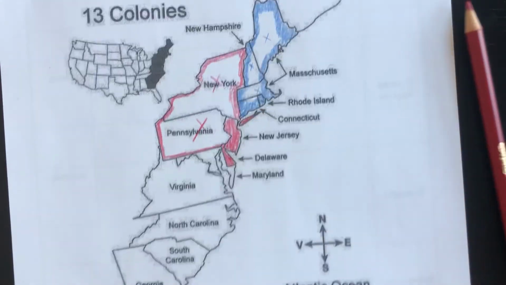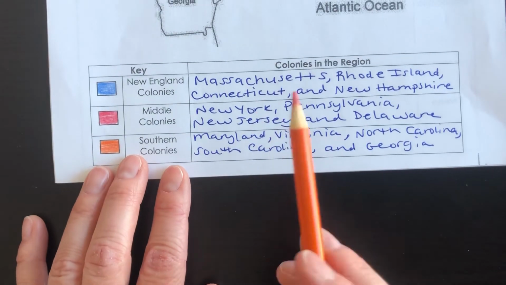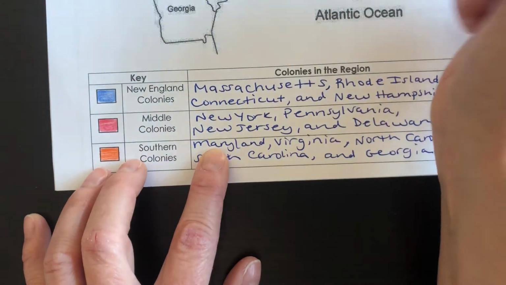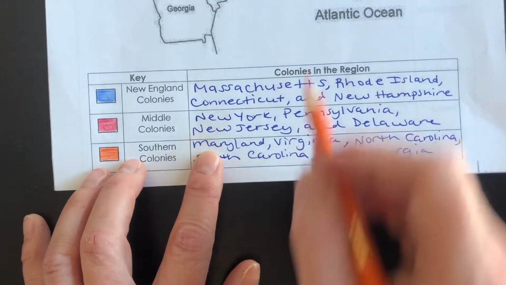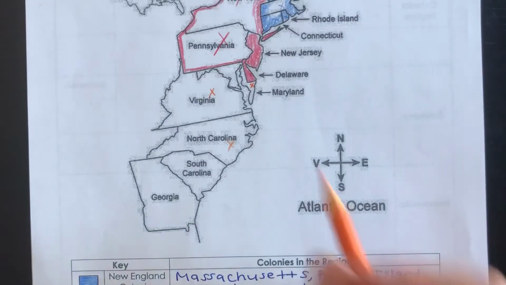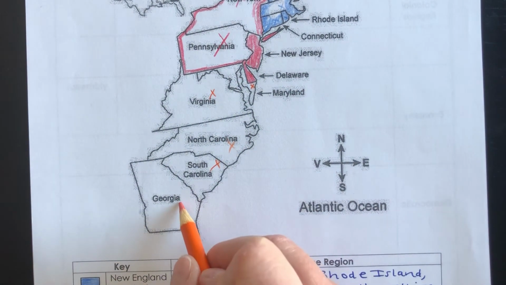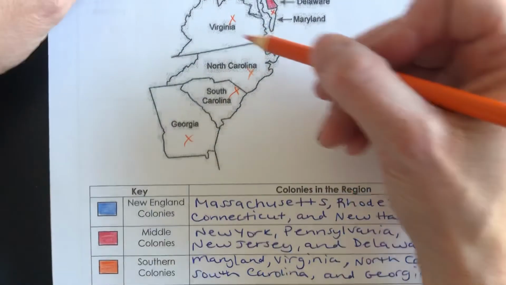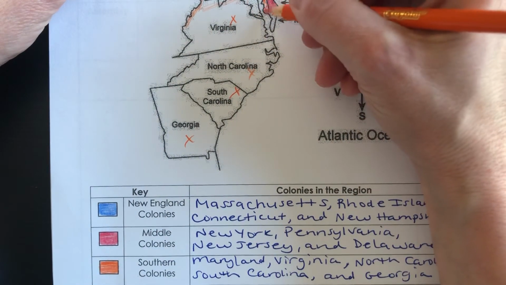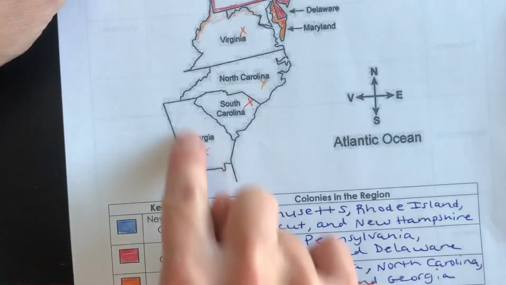Okay, the last is the southern colonies. So basically we have what's left here, right? We have Maryland, which was mentioned a couple times in our Black History Month calendar of where people came from. Virginia, North Carolina. Sorry, you can't see any of these. There's Maryland, Virginia, North Carolina, South Carolina, and Georgia. So the whole rest of this, we're going to color in orange, including this little piece here. So this whole other chunk. Don't worry about down there, just this chunk.